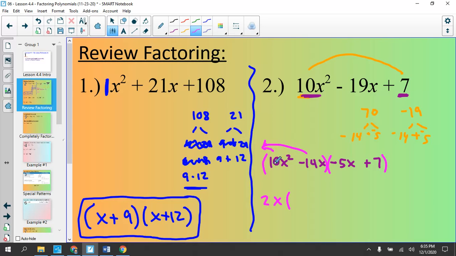So what would be left? There'd be a 5x here, right? So I'm taking a 2x out of that. There'd have to be a 5x. If I were to redistribute, I'd get 10x squared. And then this is just going to have to be a solo 7. So 2x times negative 7 is negative 14x. Awesome. All right, so I've factored out as much as I could. It's written out here right now.